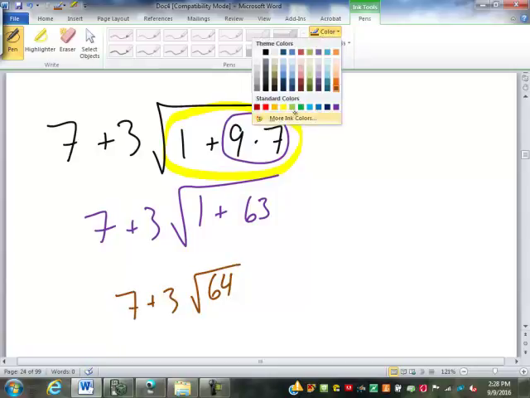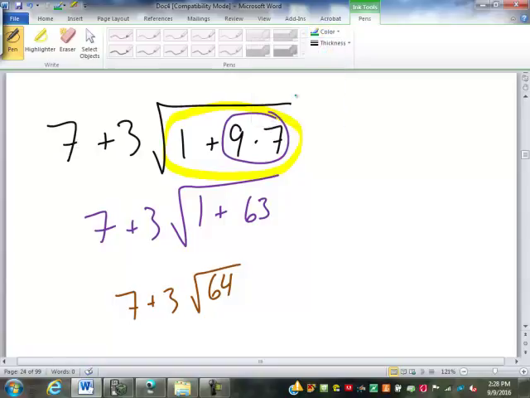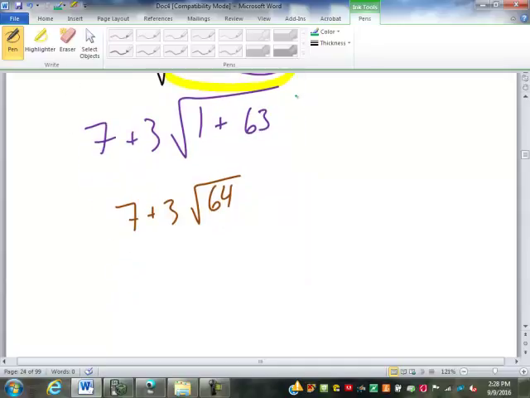64. Now here, just like with the parentheses, we reduced what's in the enclosing symbol to a single number. But slightly different, the parentheses, we could just take them away. The only thing we had to watch for is if we had to put in multiplication. Here, when we remove that enclosing symbol, when we remove the radical, we actually have to do the square root. So what is the square root of 64?